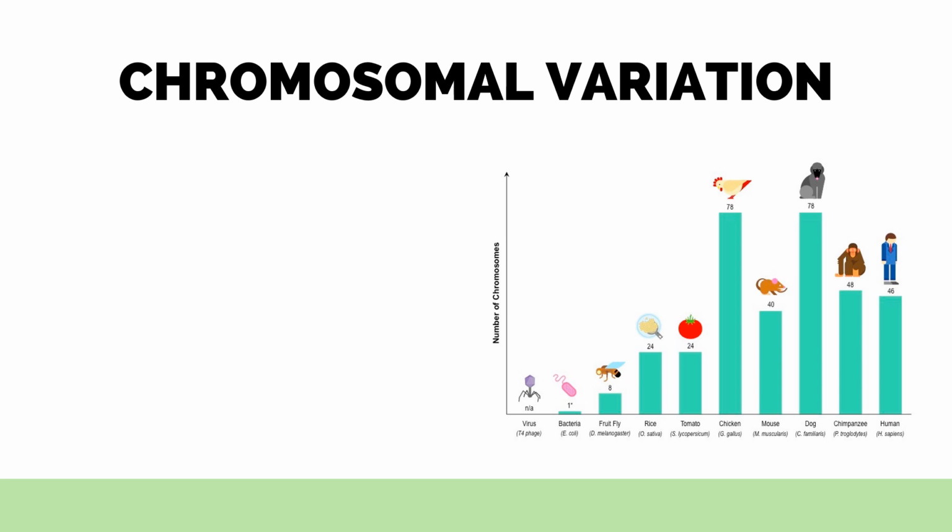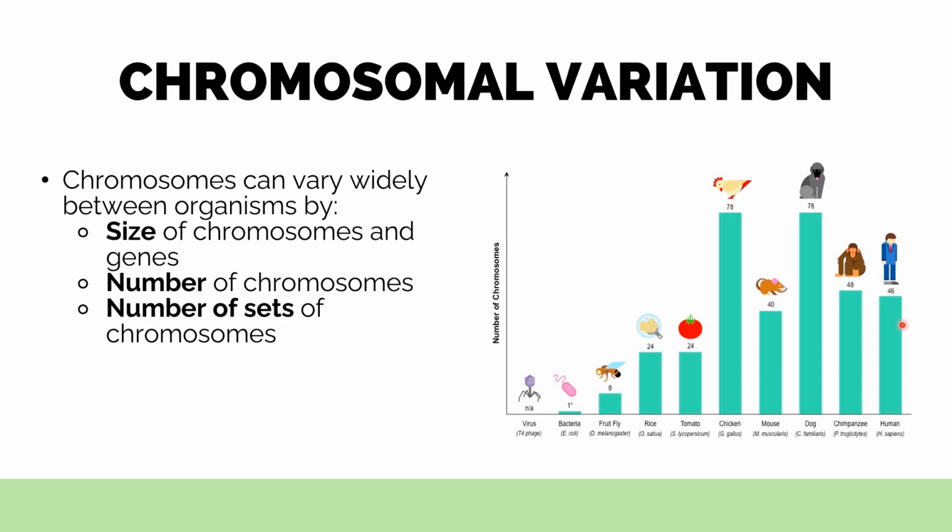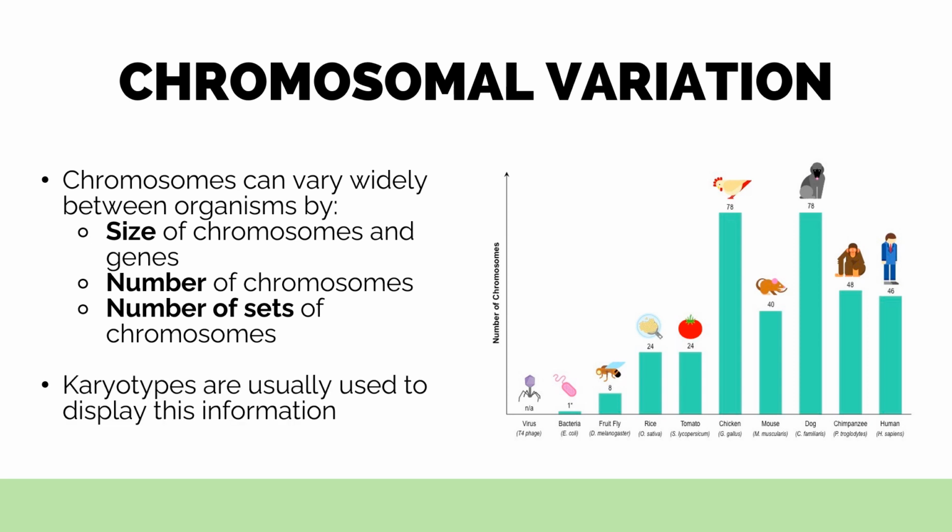As you just saw with all those karyotypes, we have a lot of chromosomal variation between organisms. And you can also see that in this graph. We have a firefly that has 8 chromosomes, a chicken has 78, a human has 46. So chromosomes can vary widely between organisms in terms of size of chromosomes and genes, the number of chromosomes, as we can see in this graph, or the number of sets of chromosomes. Humans have 2 sets of chromosomes. As we saw in the previous slide, that plant had 4 sets of chromosomes. And we usually display this as a karyotype.